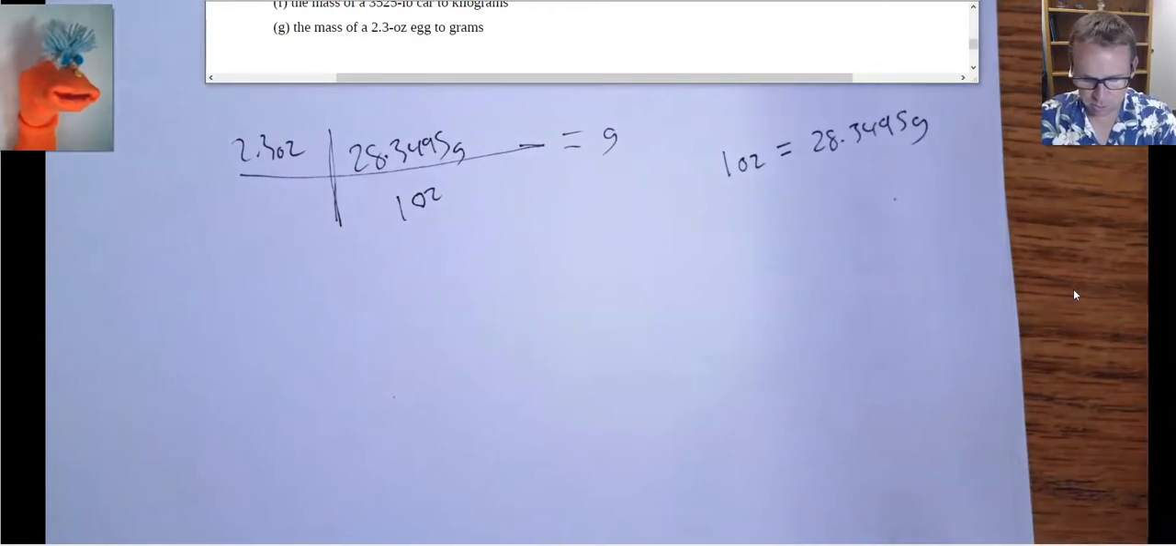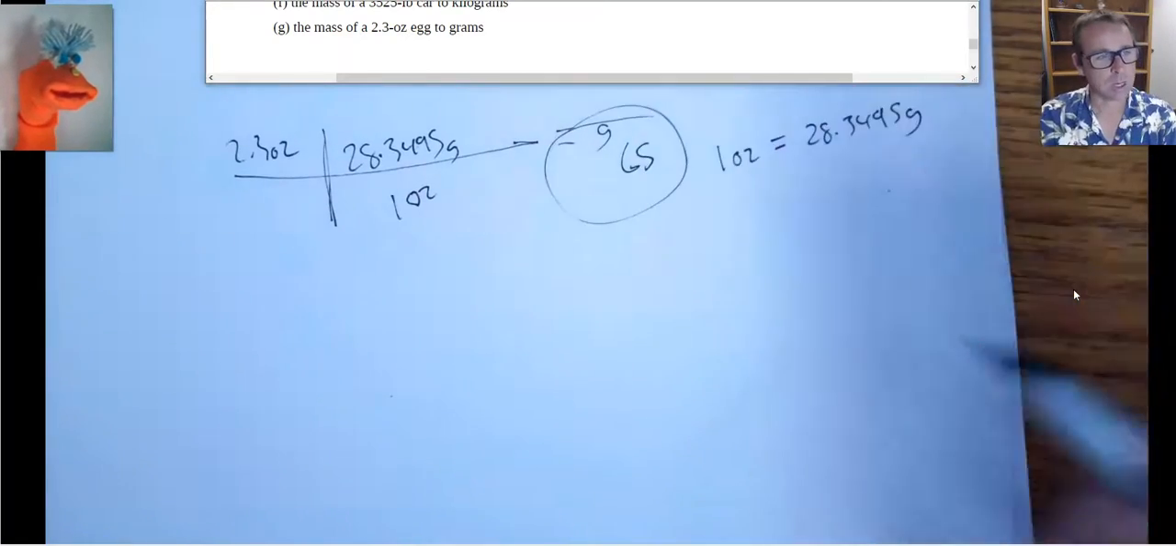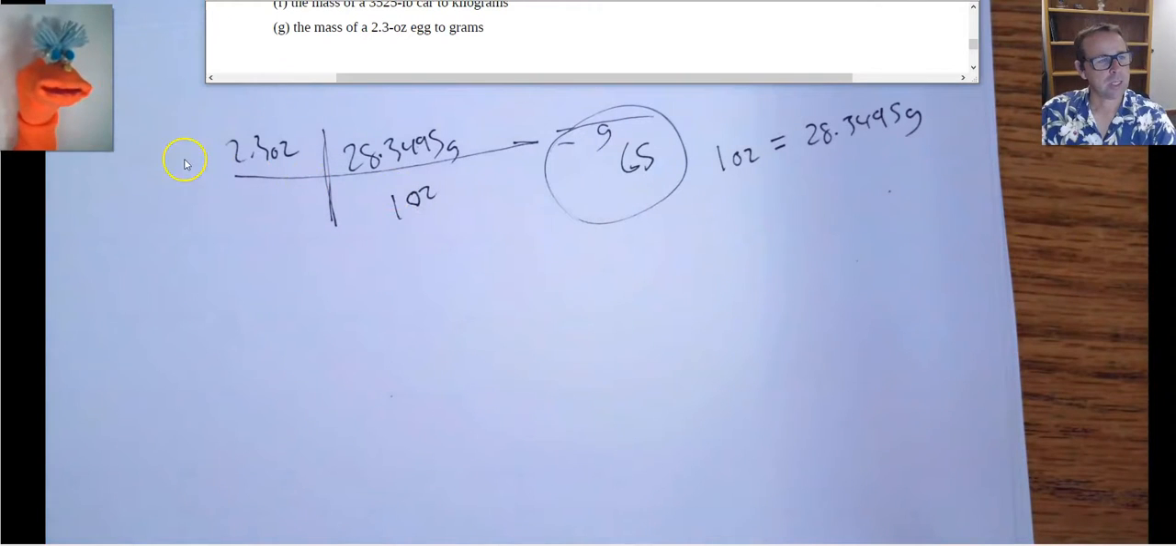$65.2 or just 65 grams. Okay, lots of work.